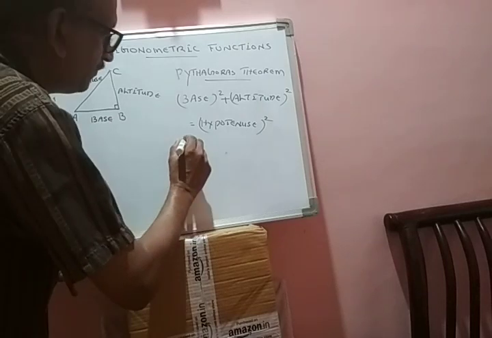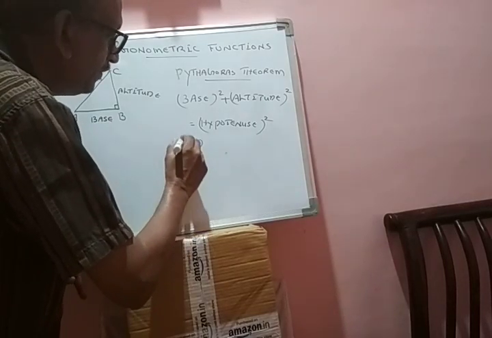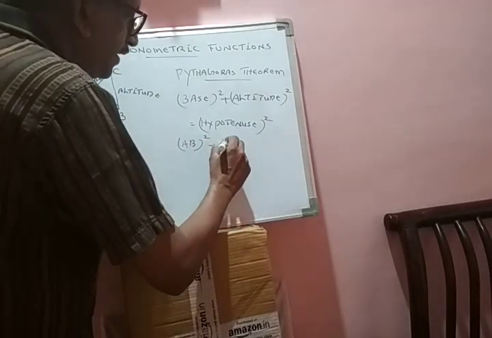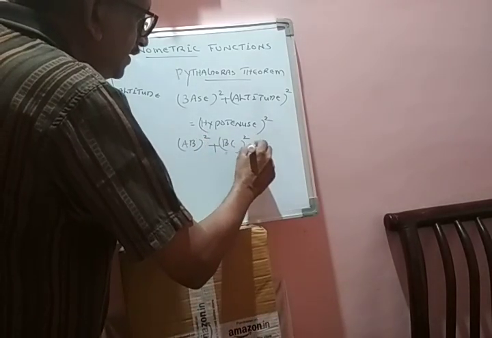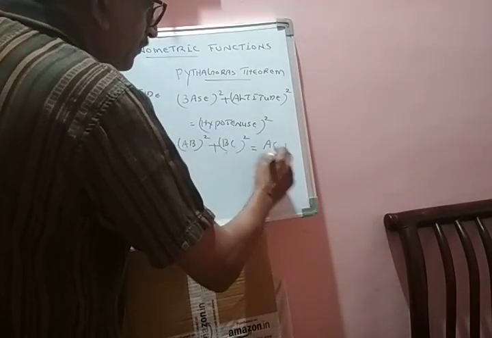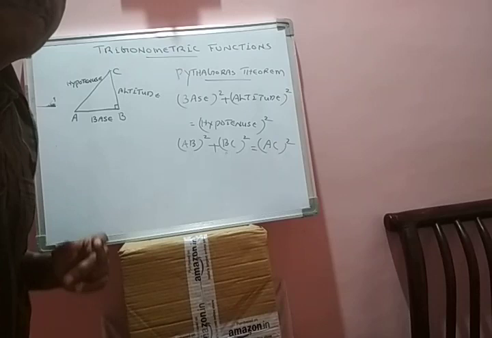Base square plus altitude square is equal to hypotenuse square. Base is AB. Therefore, AB squared plus altitude BC, BC squared, is equal to hypotenuse square. Hypotenuse is AC, so AC squared. This is Pythagoras theorem.